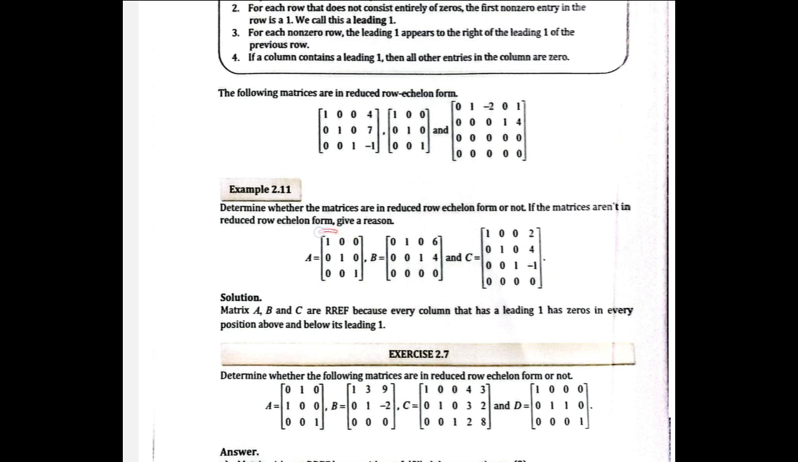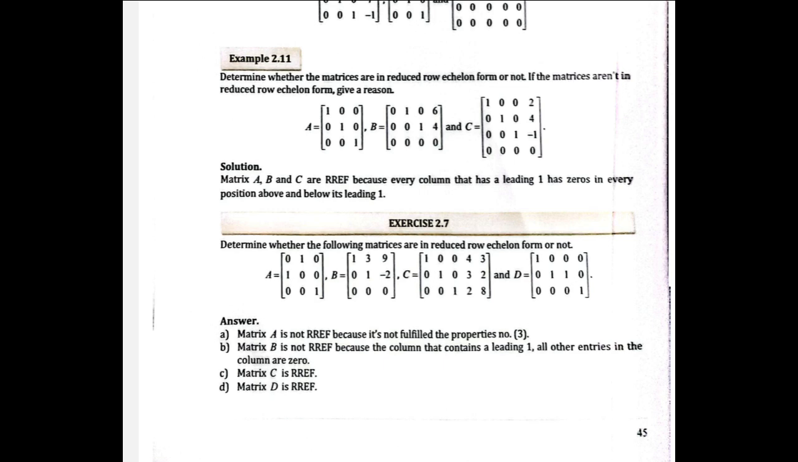Look at the column for each leading one. If it contains nothing other than 0, then it is RREF. So this one is RREF. For this one, the leading one here is 2, so RREF. As for that, and this one is also RREF. This is an example of not RREF, where you have a leading one but the column contains 3. So this is not RREF, but it is REF.